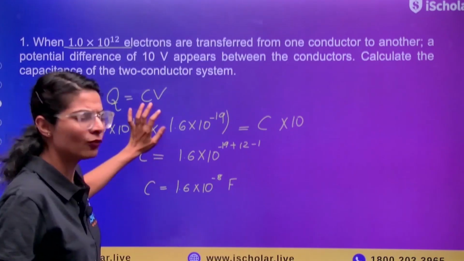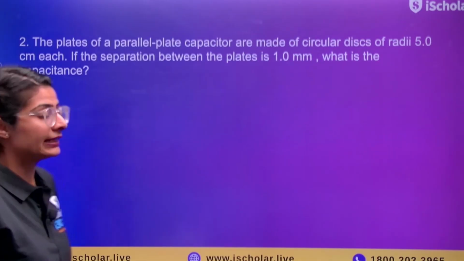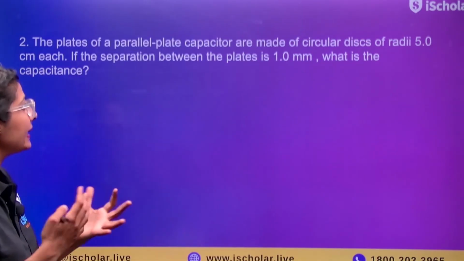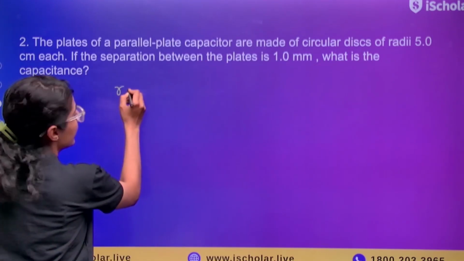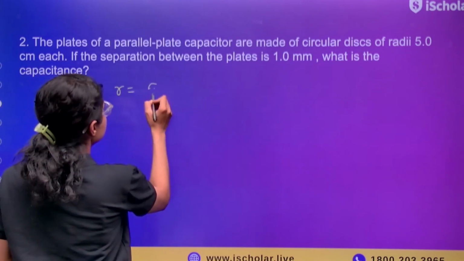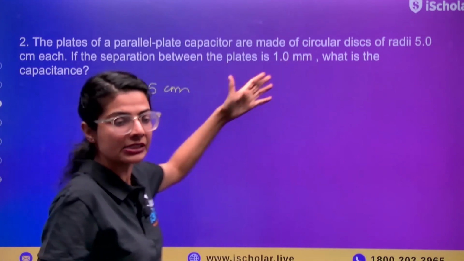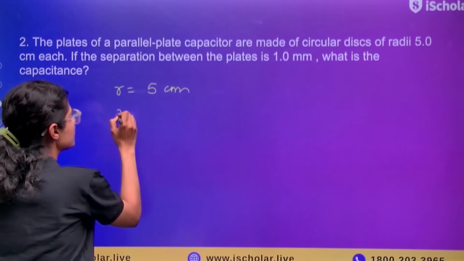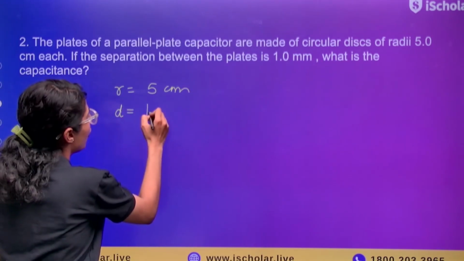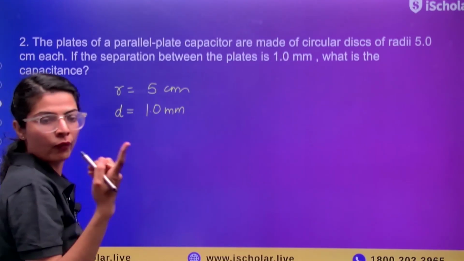So the first question was quite simple, on the direct formula base. Now coming to the next question of H.C. Verma, it is given that you have a parallel plate capacitor made up of circular discs. The radius of the circular discs is 5 centimeter each. The separation between the plates is 1 mm, which means D is 1 mm. What is the capacitance? What is the value of C?